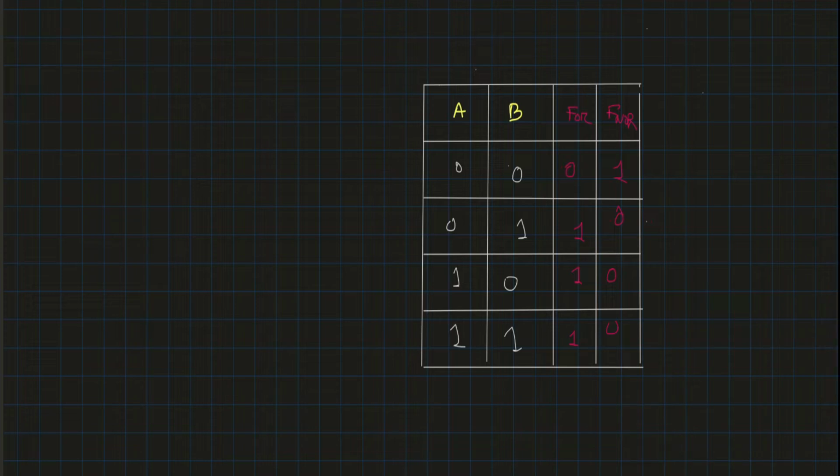For the OR gate, when both inputs are logic 0, that is, logic low, our output will be logic 0, and for all other input combinations, our output will be logical 1. For the NOR gate, the table will be inverted. That means when all inputs are 0, our output will be logical 1, and for the rest of the cases, the output will be logical 0.